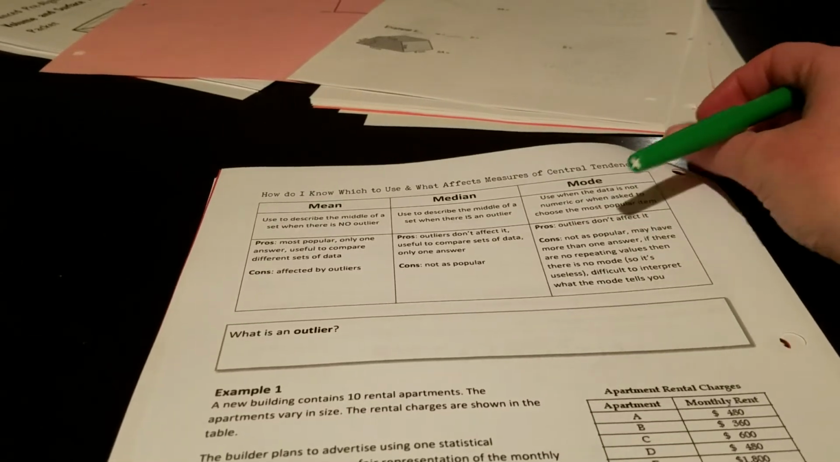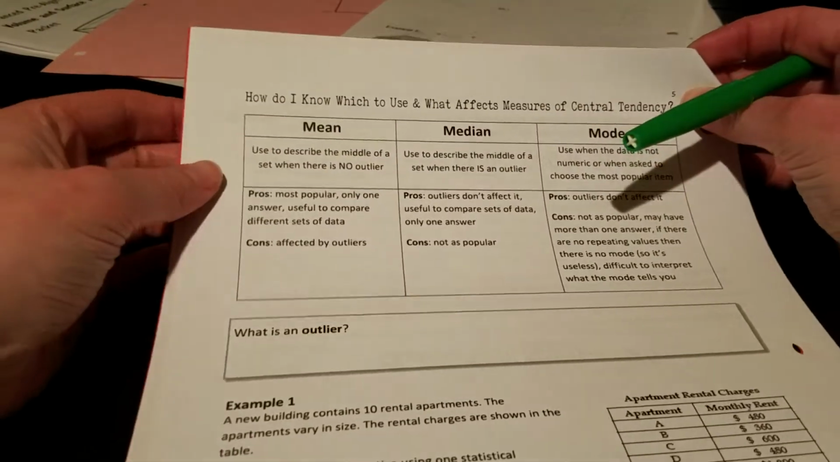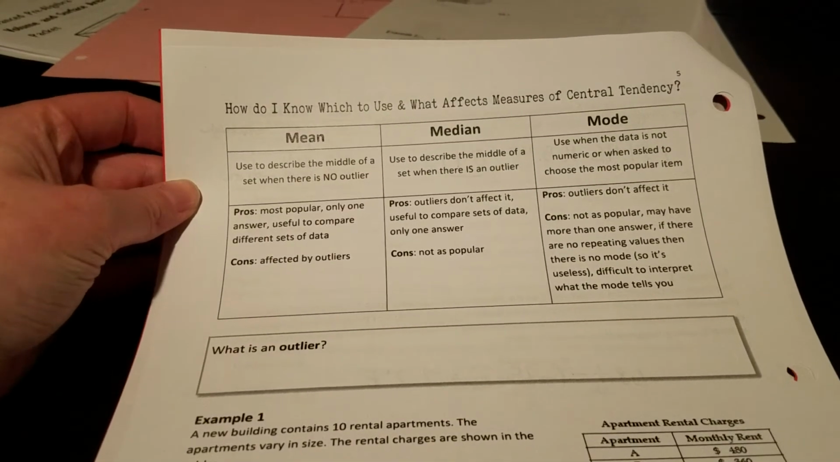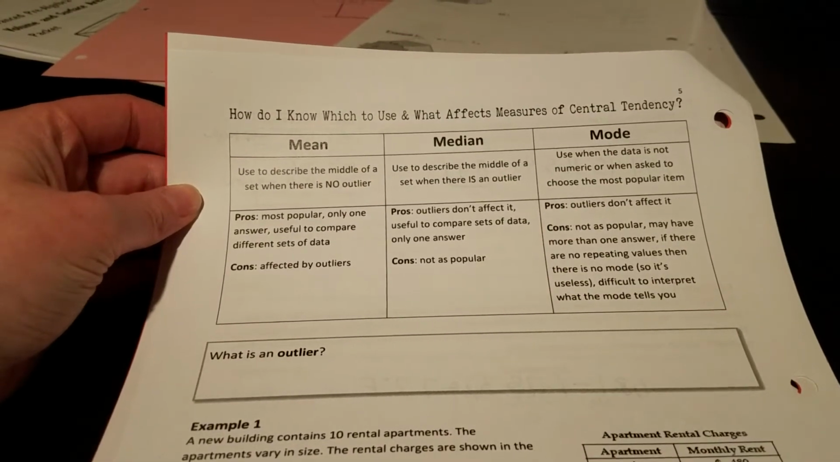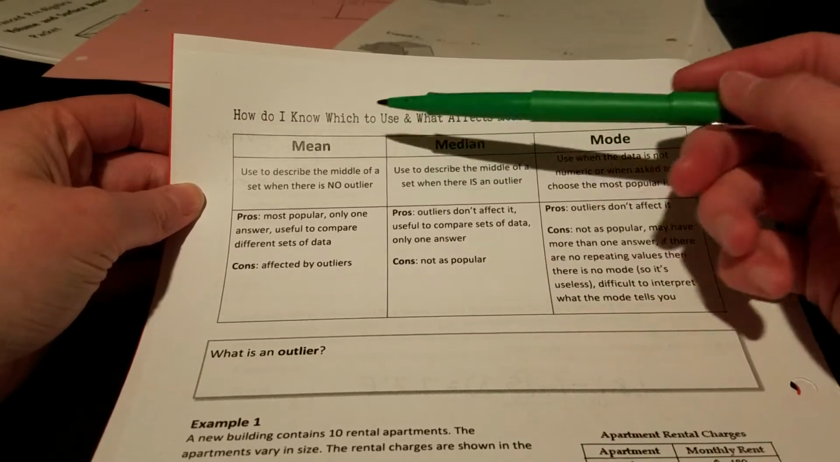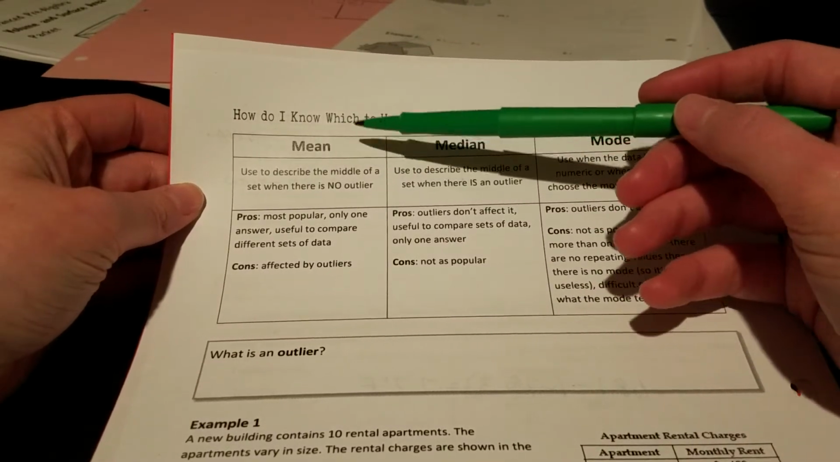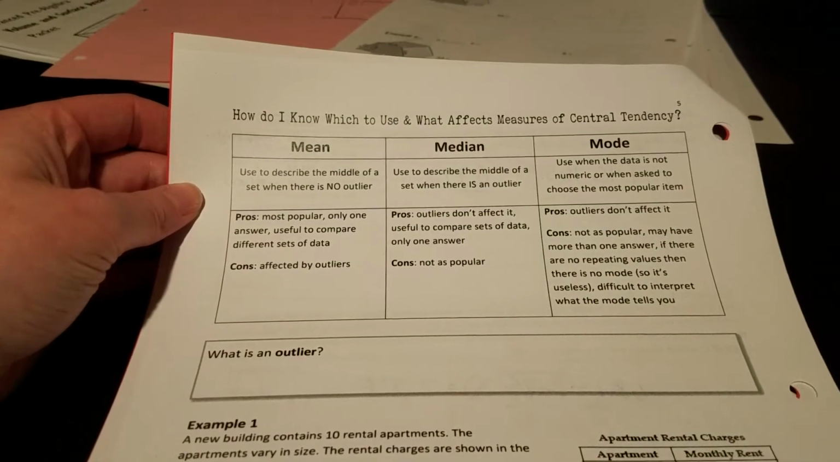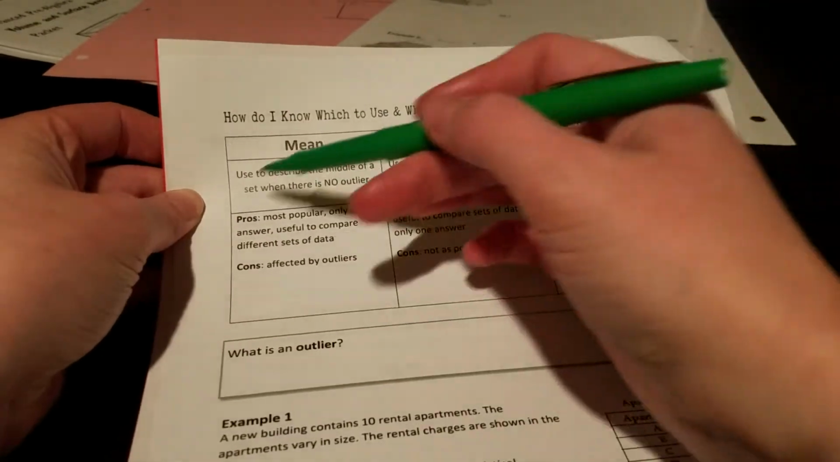The next lesson talks about how do I know which measure to be using and what is going to actually affect them. So across the top here is kind of a little chart that gives you some information. Mean, if you are going to use the mean, you should use it to describe the middle of a set when there's no outlier, which takes us down here to this next box.